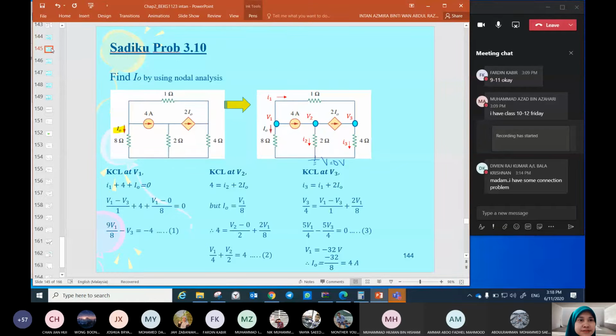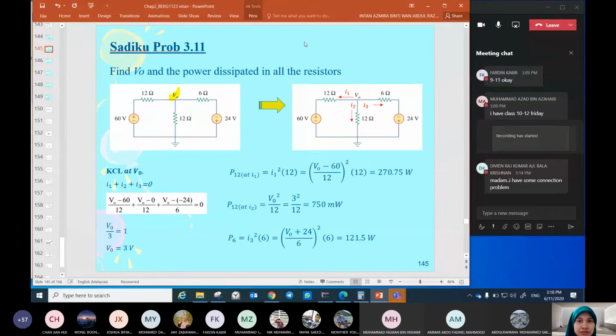Okay, we go to the next. I have updated this slide and uploaded it in Microsoft Teams just now. This is problem 11 from the Sadiku book. Find V0 and the power dissipated in all the resistors. V0 is here. So how many nodes should we have? Only one, right? It is V0.